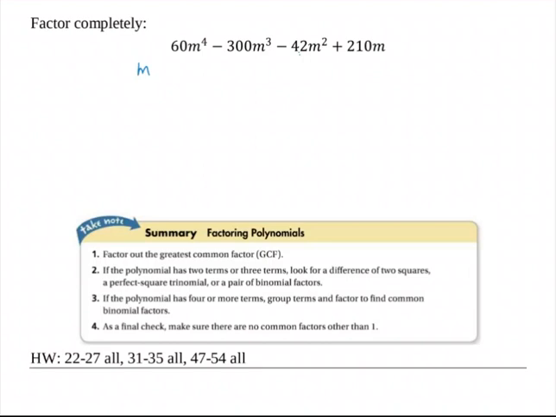So I look at 6, and 6 has factors of 2 and 3. I already know 6 goes into 60. I already know 6 goes into 300. The question is, does 6 go into 210? If it does, then I know that it's 6, okay?